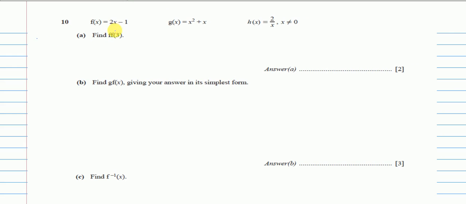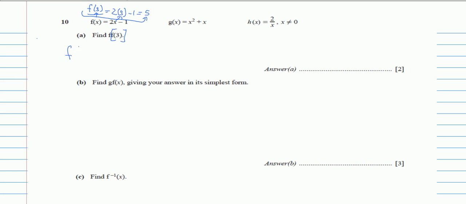Wherever we see x in f of x, we will replace it with 3. Okay, but do we know f of 3? No. So let's find out. F of 3 will be equal to, see, they have replaced their x with 3. We'll do exactly the same thing. We will replace our x with 3 in 2x minus 1. Now 2 times 3 is 6, 6 minus 1 is 5. Now wherever you see f of 3, we can directly say that it is 5. Okay, so this makes it easier.